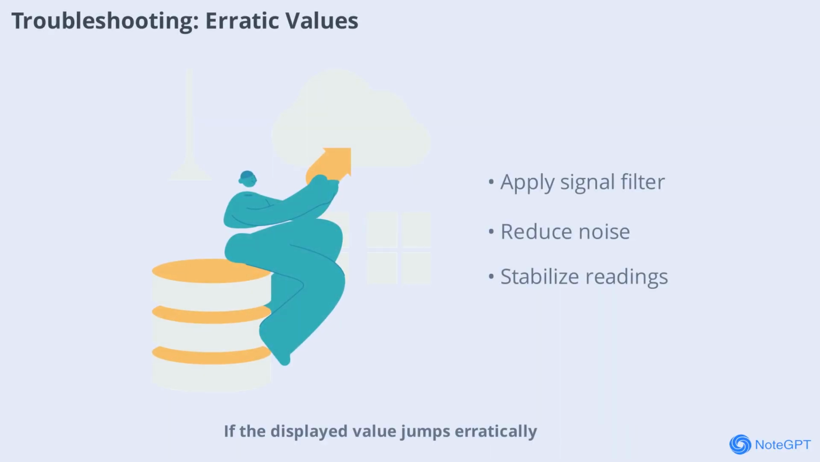If the displayed value jumps erratically, the signal may need additional filtering, or you might be seeing analog-to-digital converter (ADC) quantization noise. Applying a suitable filter can smooth out these fluctuations and provide a more stable reading.